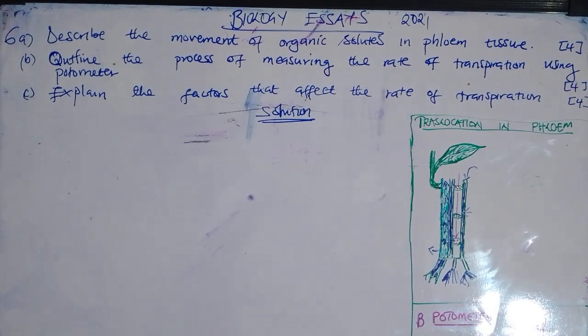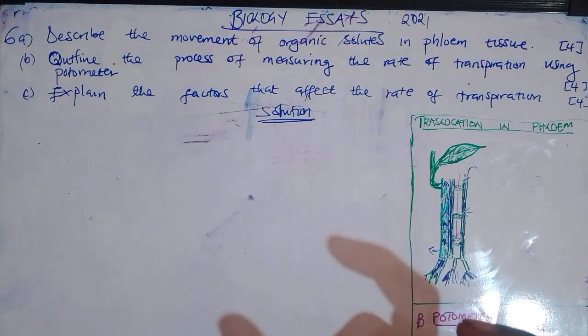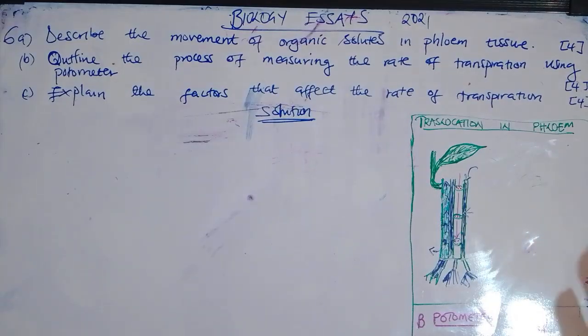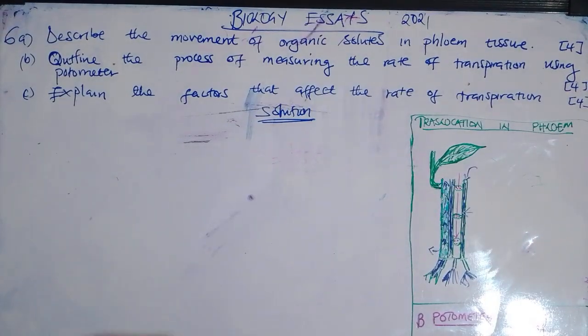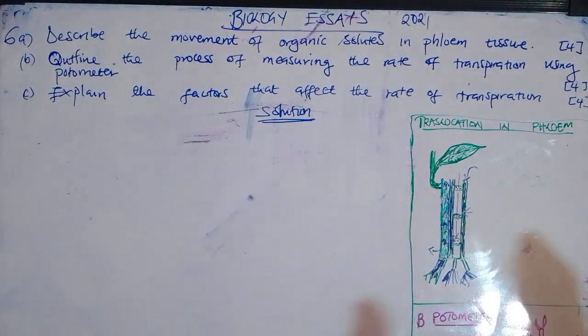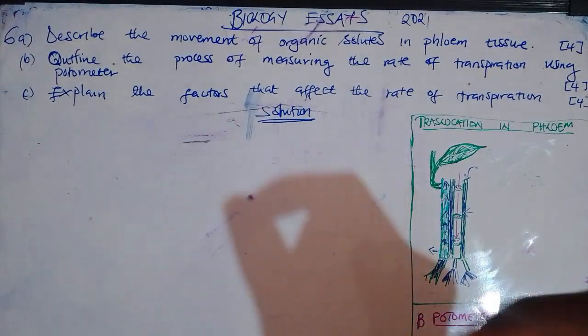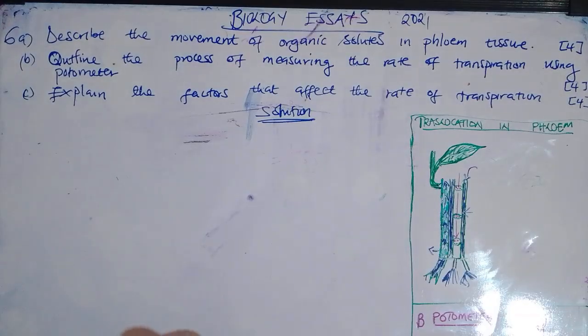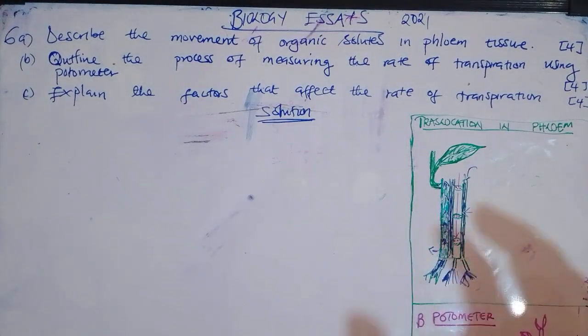So to begin, the question is saying describe the movement of organic solutes in phloem tissue. Then B is saying outline the process of measuring the rate of transpiration using a potometer. Then the last one is saying explain the factors that affect the rate of transpiration.